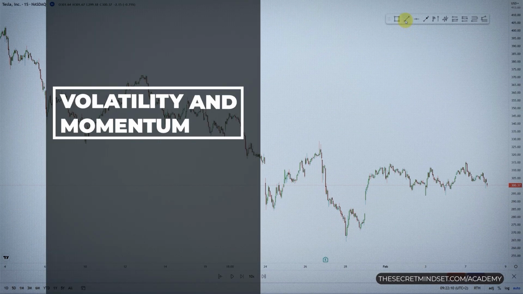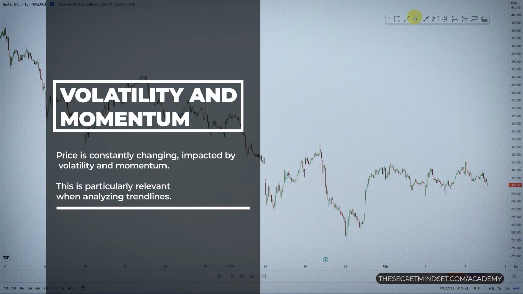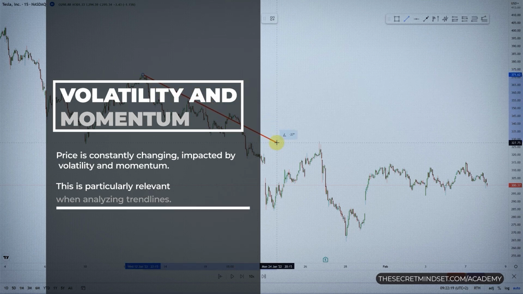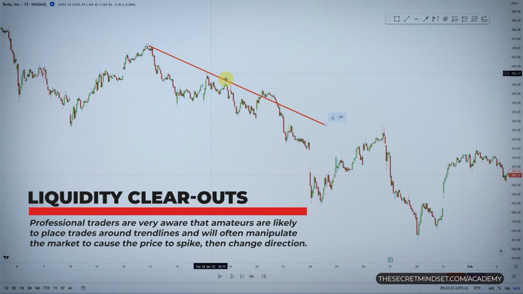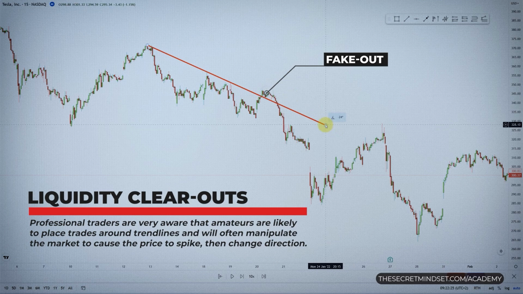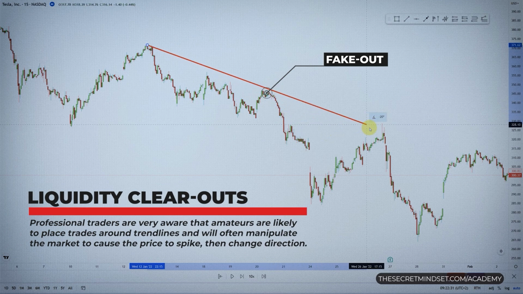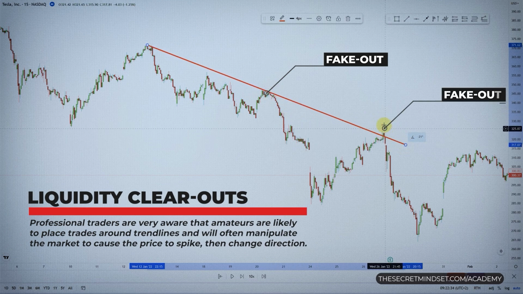So price is constantly changing, impacted by volatility and momentum. This is particularly relevant when analyzing trend lines. Professional traders are very aware that amateurs are likely to place trades around trend lines and will often manipulate the market to cause the price to spike, then change direction. To improve your win rate, it can be beneficial to use areas rather than relying solely on single trend lines.